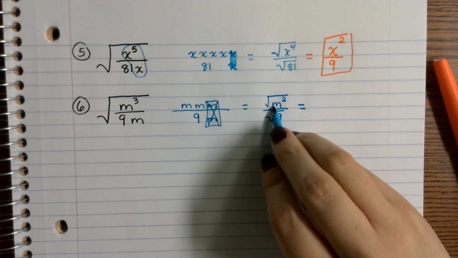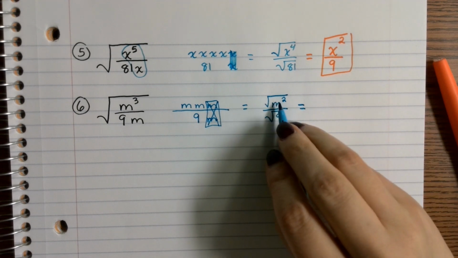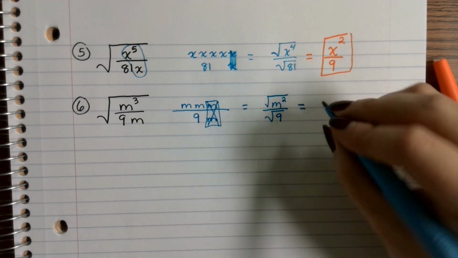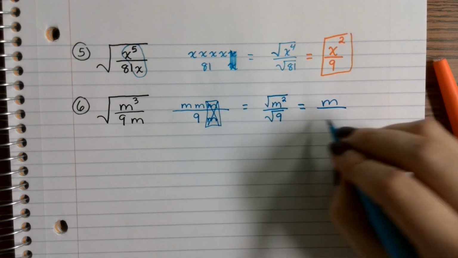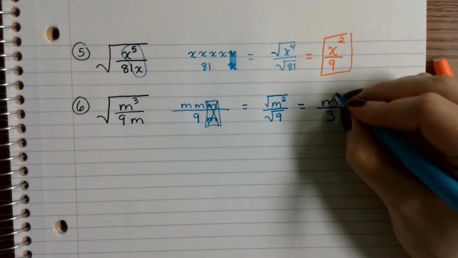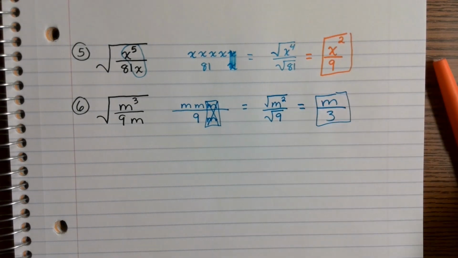What about my numerator? Is that perfect? Yeah, even exponent, it makes it a perfect square. So what is square root of m squared? M. And then what's the square root of 9? 3. Try this one on your own.